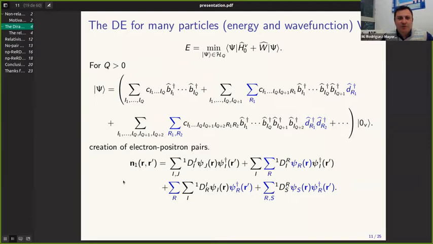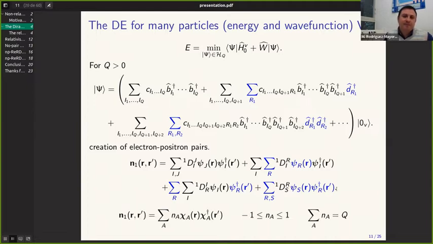Then we can compute the 1 RDM for this system, just with the one-body operator, and we will arrive at this expression where we have electronic terms, mixed terms, and positronic terms. It's nice to know that we can diagonalize this thanks to the hermiticity of the 1 RDM, and then we can obtain the natural orbital representation for this 1 RDM, where a funny fact is that the occupation numbers go from -1 to 1 because we want the sum of the occupation numbers to produce the charge.